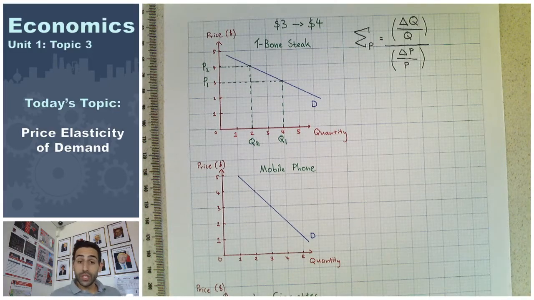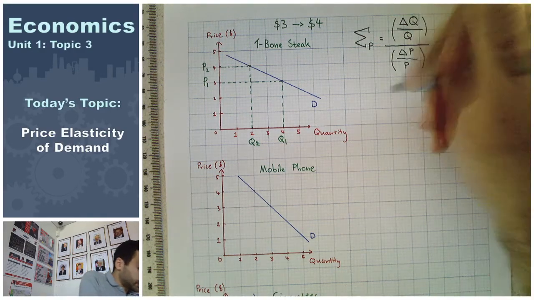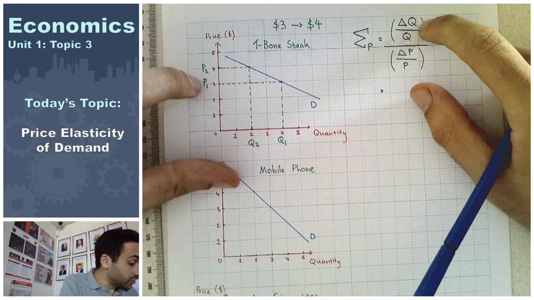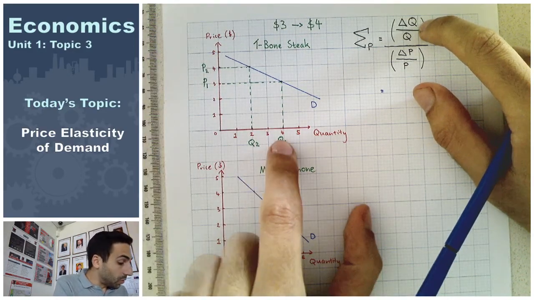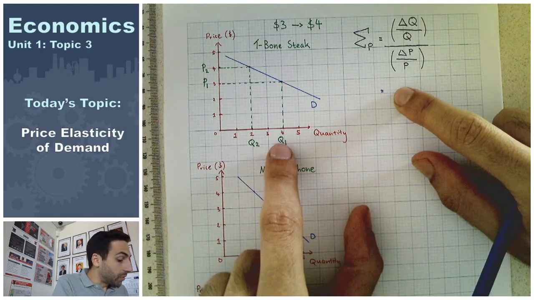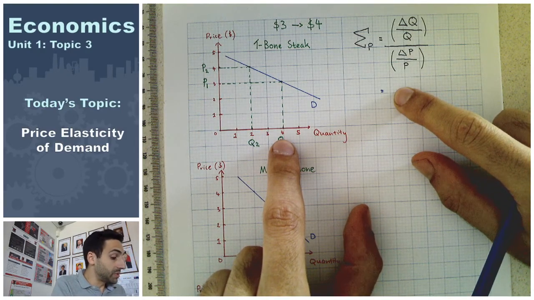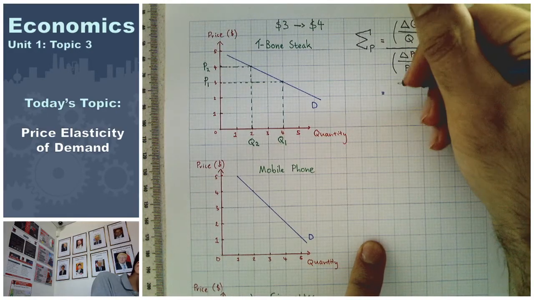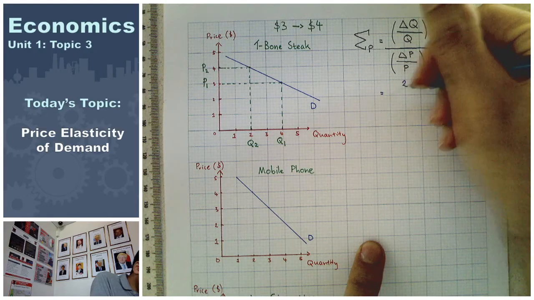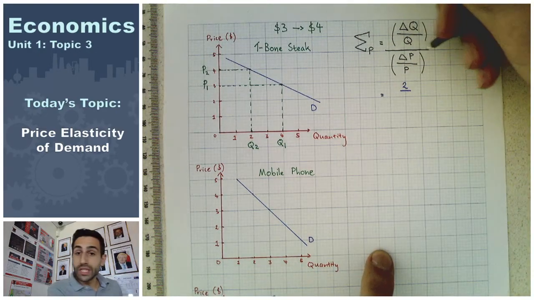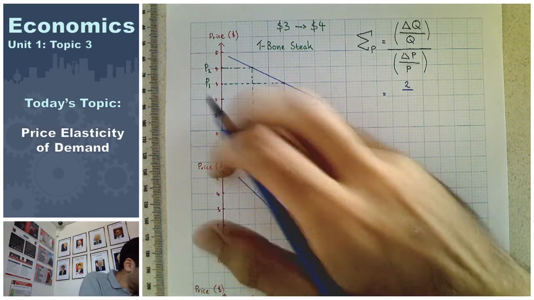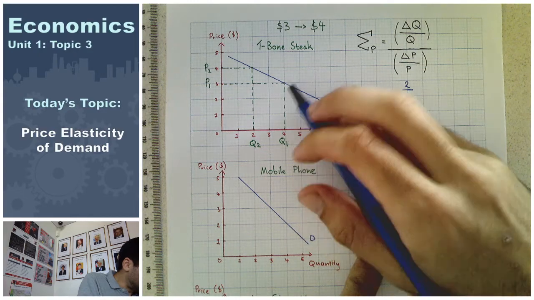Now, let's substitute what's happening into our formula. So let's start with the change in quantity. As price has changed, gone from $3 to $4, quantity has gone from, we've demanded 4 T-bone steaks down to 2 T-bone steaks. The change in quantity is 2. For quantity there, I'm going to look at the original quantity. The original quantity was 4.